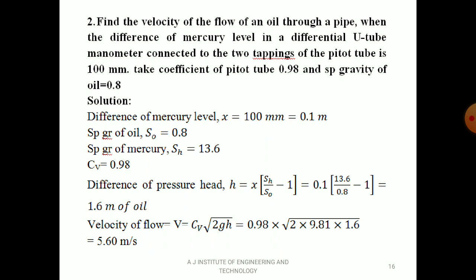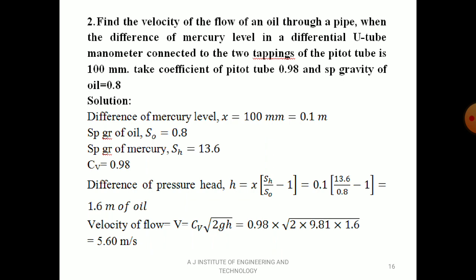So second problem, find the velocity of flow of an oil through a pipe when the difference of mercury level in differential U-tube manometer connected to two tappings of the pitot tube is 100 mm. Take coefficient of pitot tube as 0.98 and specific gravity of oil equal to 0.8.